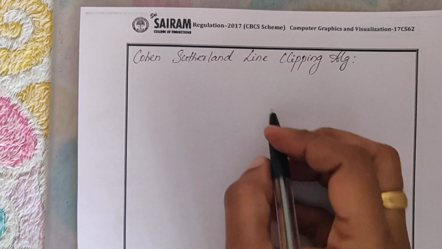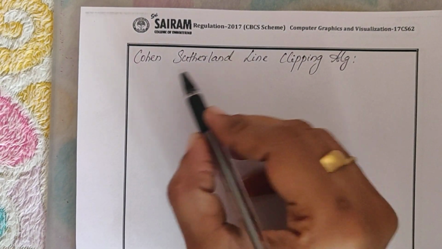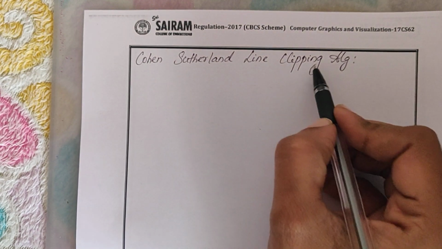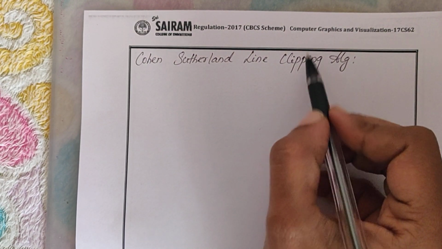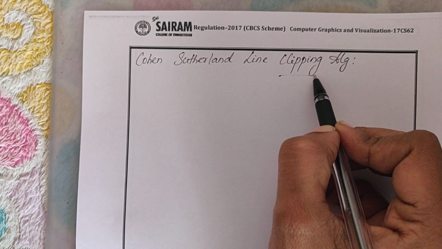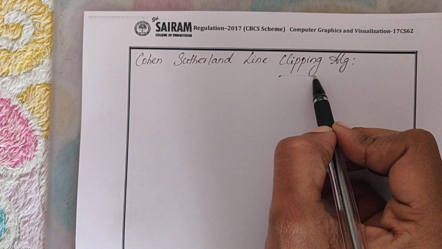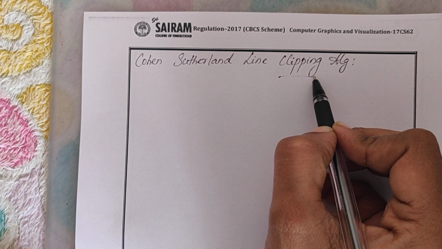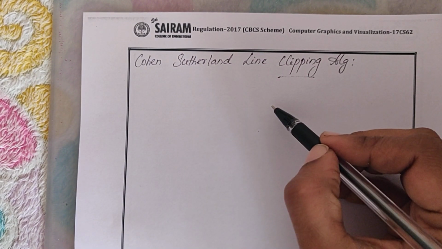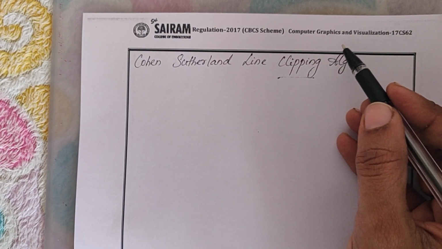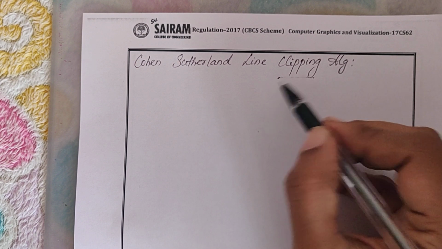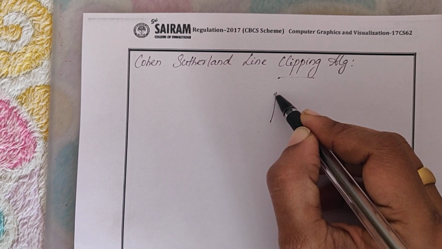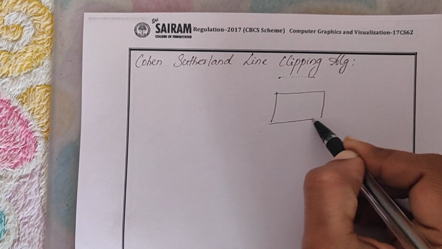Hello everyone. Today we'll discuss the Cohen-Sutherland line clipping algorithm. You all know what clipping is. Clipping is a procedure that identifies whether a portion of an image is interior or exterior of a specified region. This specified region is known as the clipping window.